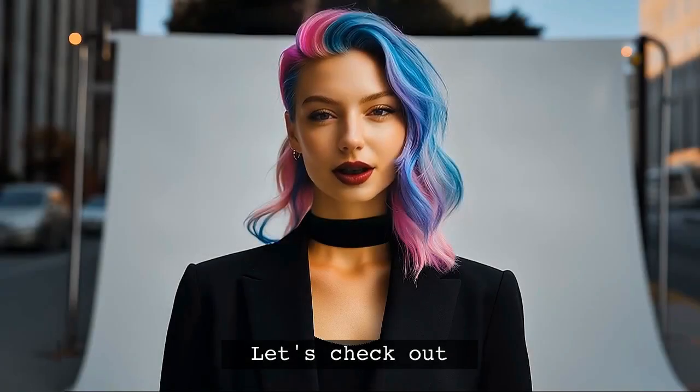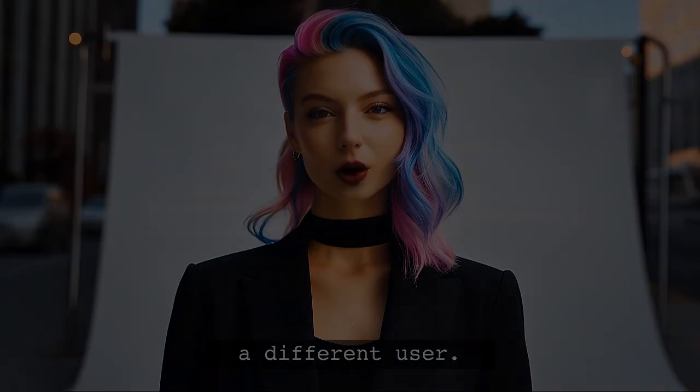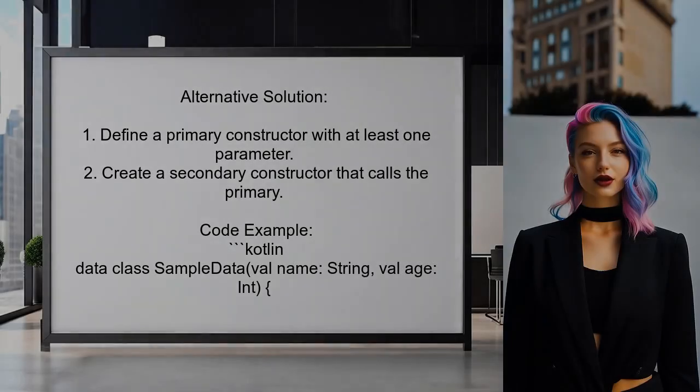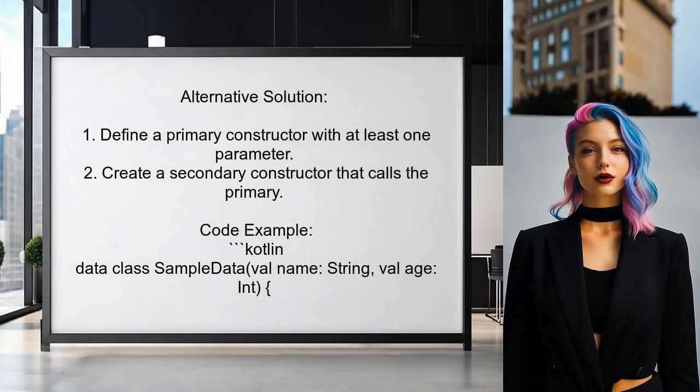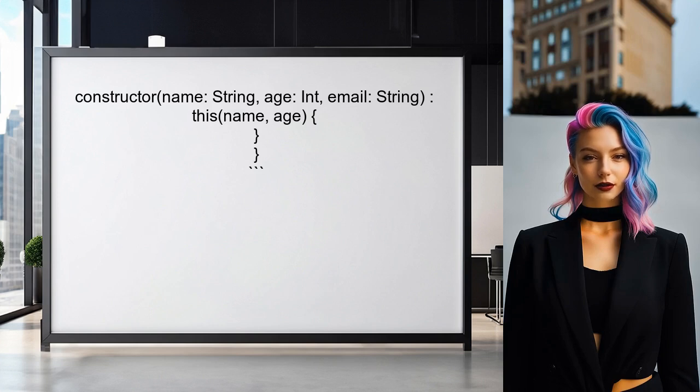Let's check out another perspective from a different user. Yes, Kotlin data classes can have more than one constructor. This user shows us how to do it by defining a secondary constructor. The primary constructor must have at least one parameter, and the secondary constructor can call the primary one.